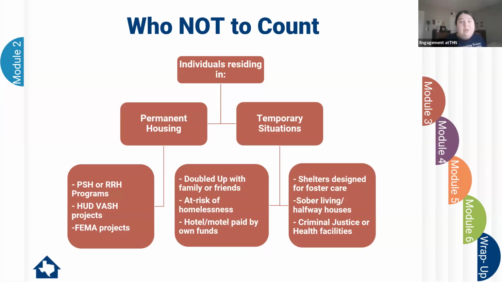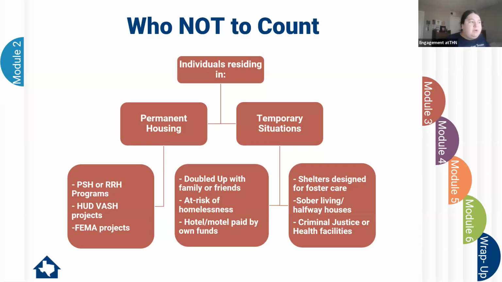So we're not counting people that are residing in any sort of permanent housing project. So this could be something like permanent supportive housing or a rapid rehousing program, as well as a HUD-VASH project, or a FEMA project. So those are considered by HUD to be permanent housing, and by that time, people are not considered homeless because it's a permanent housing solution. They live there now.